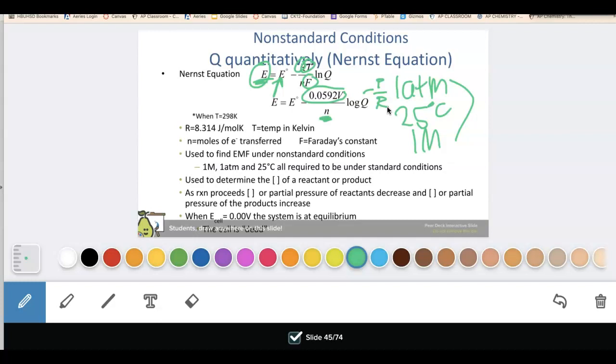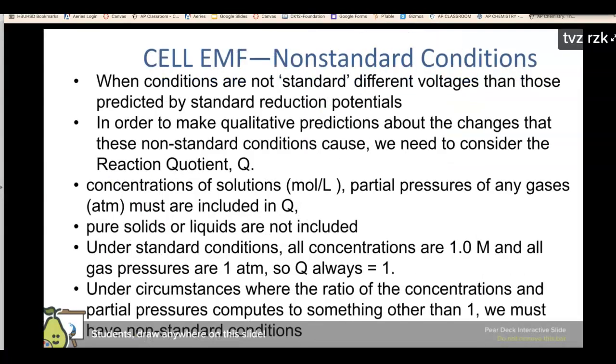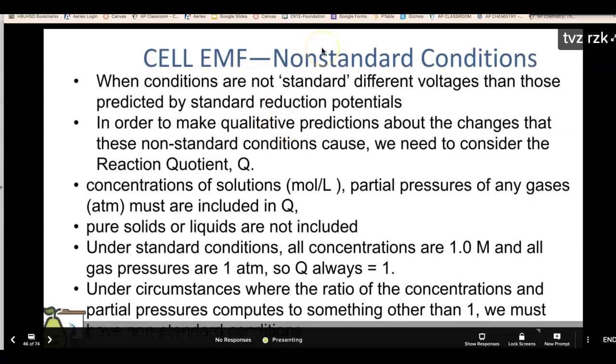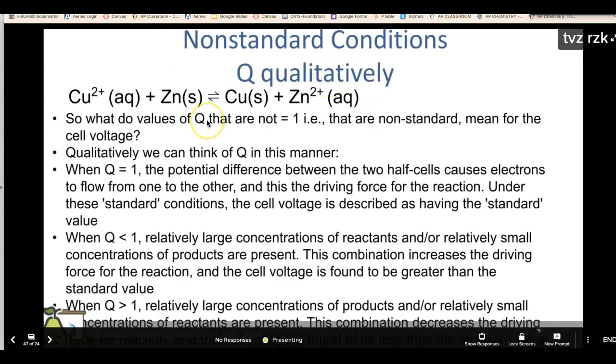Okay? So we're going to do this quantitatively and qualitatively, and just know that you don't have to do any math, but I'm going to show you the math to prove my point. So here's how this works. We're going to look at a copper zinc cell.